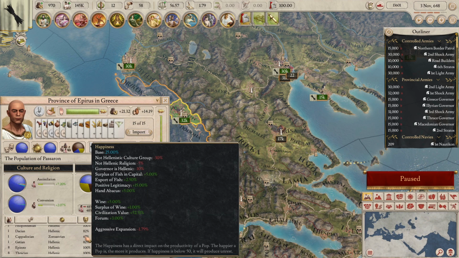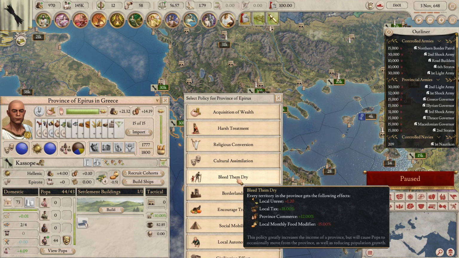If I move the mouse cursor over the percentage here, you can see that due to the fact that he is not of the Hellenistic culture group, so not the same culture as me, he gains a minus 30% pop satisfaction. The fact that I am Hellenic and he is not also gives him another minus 10%. And also the fact that this guy has not got a Hellenic religion decreases his satisfaction by a further 5%. This is really important to actually assimilate your pops, because unhappy pops are pops that revolt. Remember that.